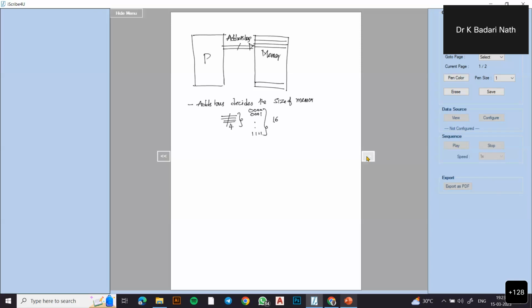What are the general address bus sizes used in the commercially available chips? We will start with 2 to the power of 16, which is used for 8086.